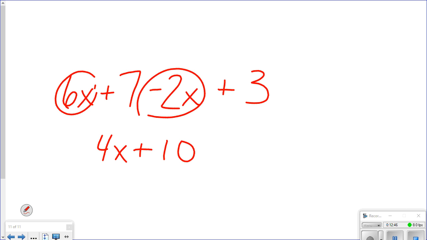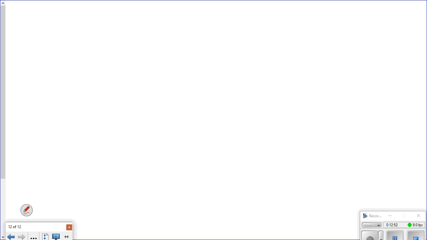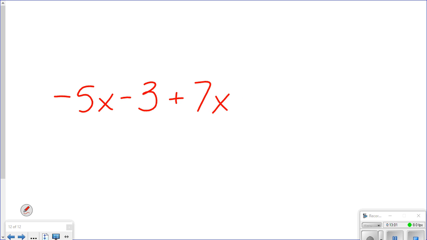Feeling okay? Let's try one trickier one. Because if I'm adding some more negatives into it, I want to make sure that we can get it. So negative 5x minus 3 plus 7x minus 4. This is going to be a trickier one. You might want to talk to your partner about this one. You might want to circle the like terms and rewrite some things out for yourself. It's okay to do that.